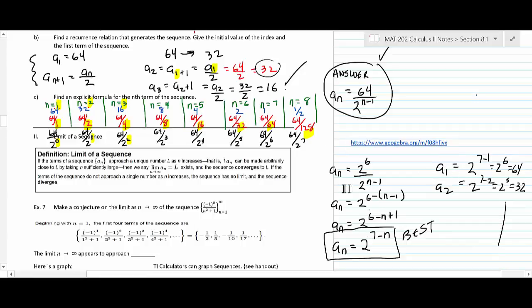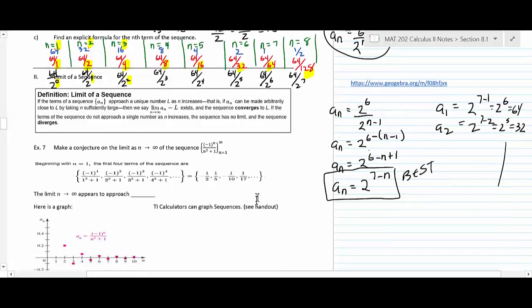All right, so let's move on and talk about the limit of a sequence next and talk a little bit about what that is. I'm going to show you a couple of things on your calculator today too that'll help you process this and everything.